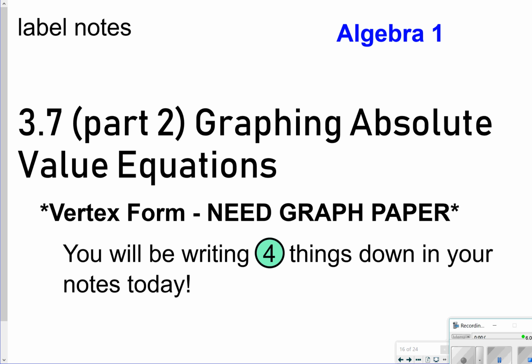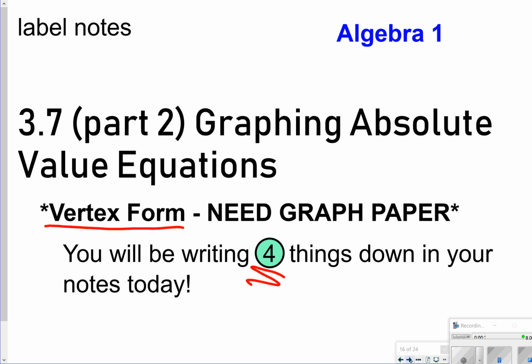Today we're going to be looking at 3.7 Part 2, Graphing Absolute Value Equations. We are going to be looking at a specific thing called vertex form, and you're going to be getting a study sheet to help you with that today. You do need graph paper for this pair of notes, so let's just make sure you have that ready. And we're only going to be writing down 4 things today, plus what's on our study sheet.